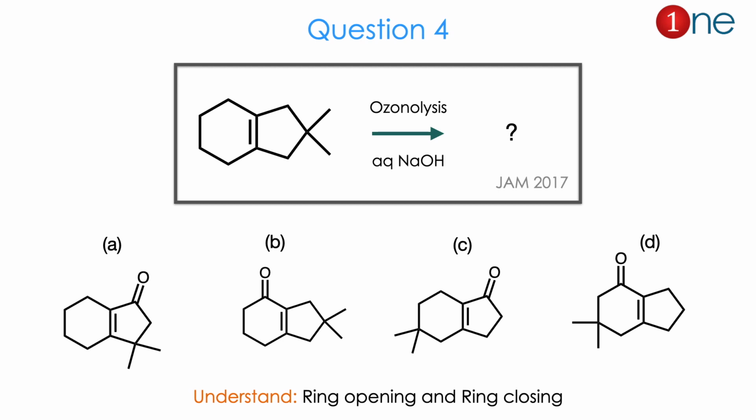Then the question number 4. The starting material is a 5-member and 6-member ring, which is a fused system with an alkene. You have 2 dimethyl groups in the penta ring. They ask you to find the product. First they are doing the Voss analysis, then they are using the base.